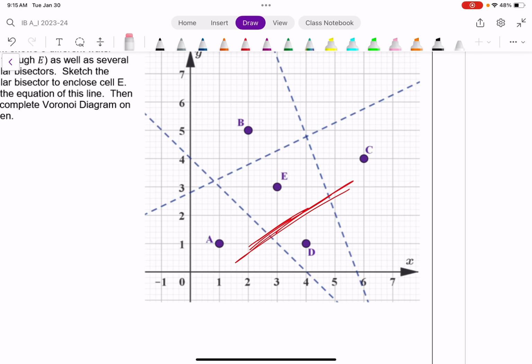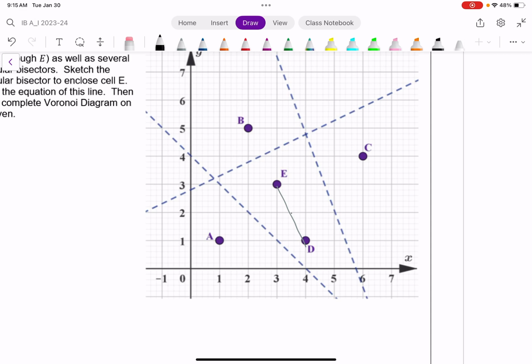So the first thing I want to do is find the midpoint between E and D. Let me visualize that. In this case, I can see roughly it's right here. Now, if I look at my coordinates for E and D, E is exactly at (3, 3), D is exactly at (4, 1). So that midpoint must be at (3.5, 2). There's the midpoint.